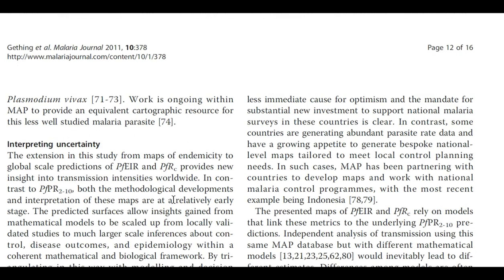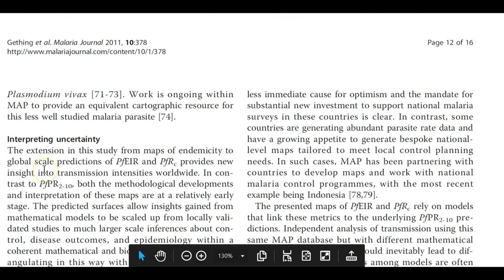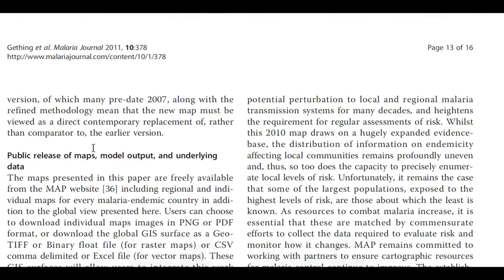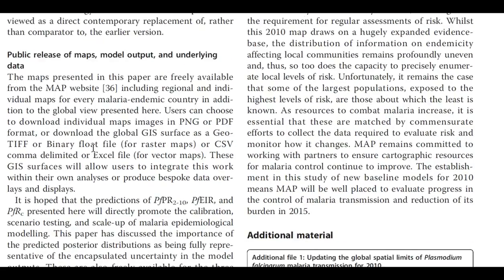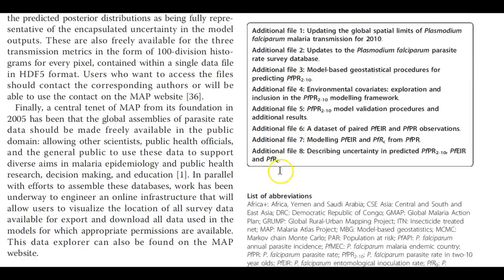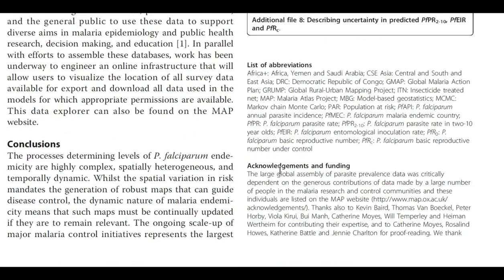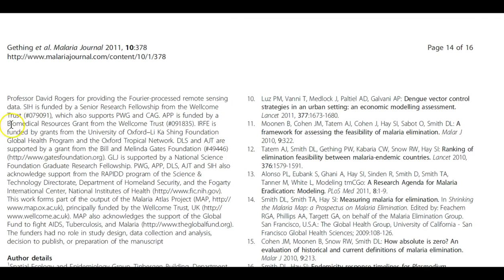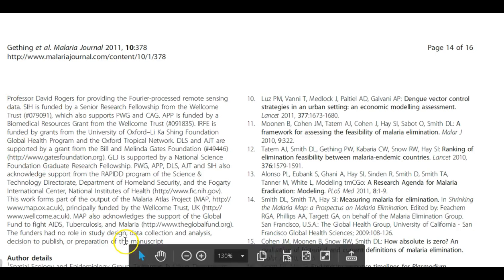And here they're explaining where they have differences in the results. Why did they get it? Do they have a reason for it? And then they release their material. They also have additional information available online, and I like this part here. They have to also state who gave them funding.